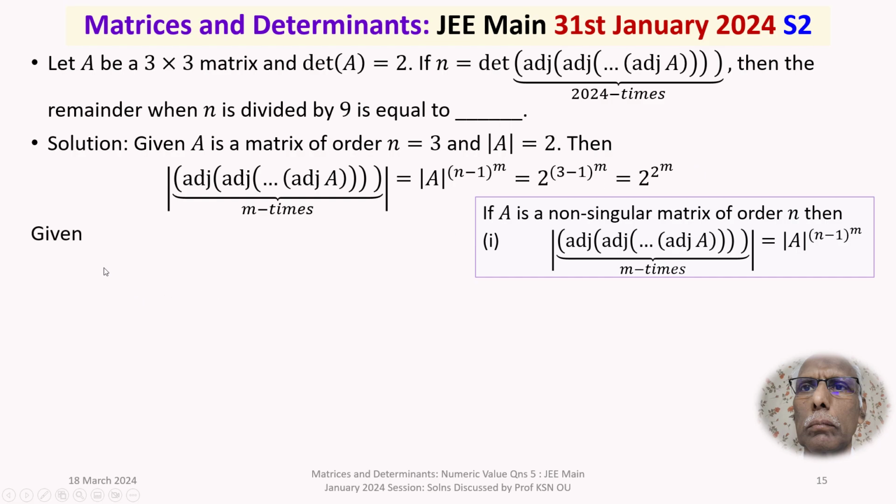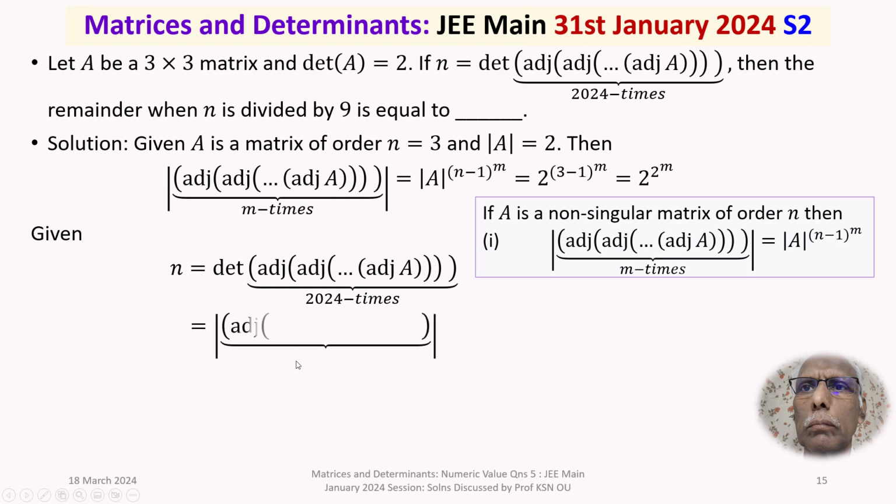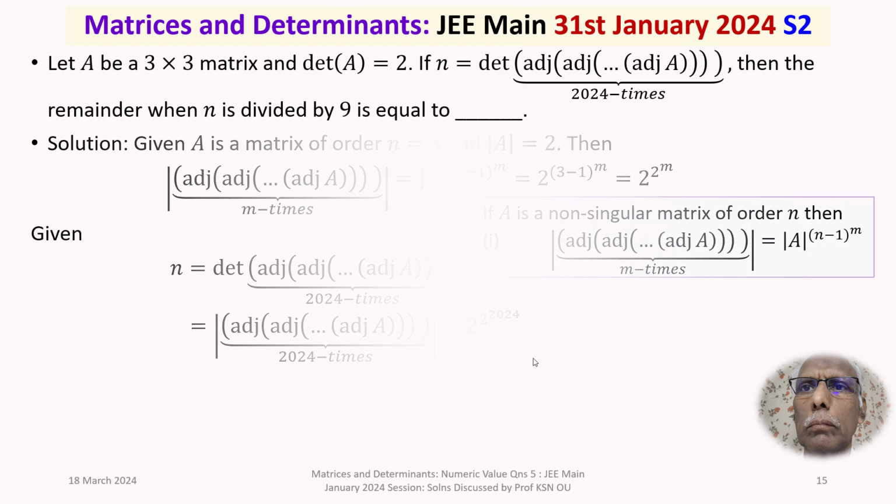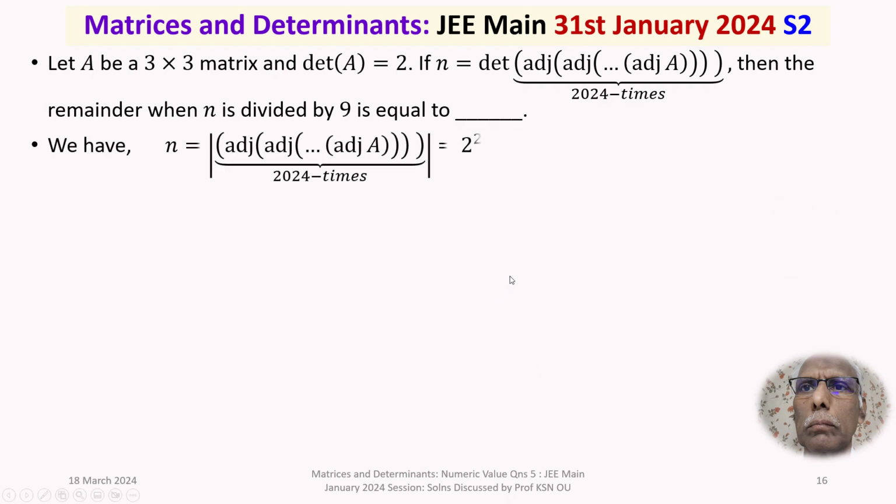Given n is equal to the determinant of this, that is what we have, and that is equal to 2 to the power of 2 to the power of 2024, since m is given to be 2024. So this n, you take this big number and divide by 9 and find out what is the remainder. That we do in the next slide.